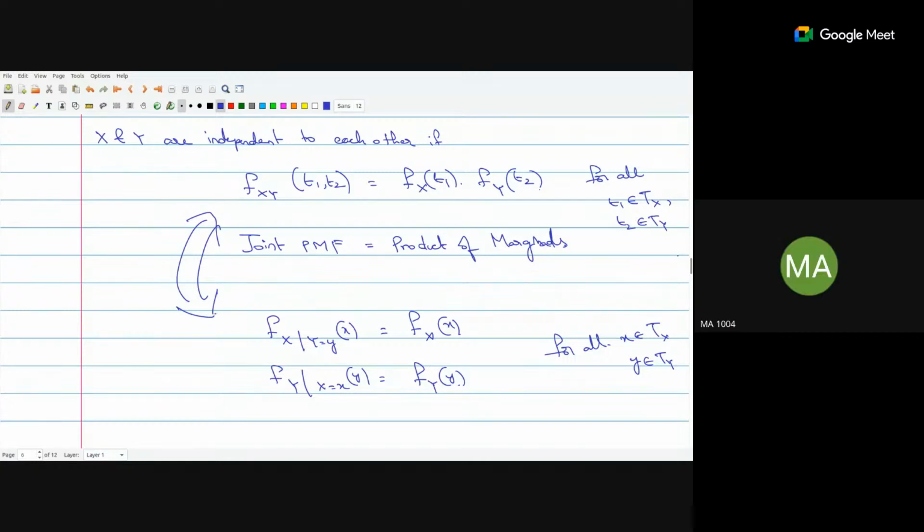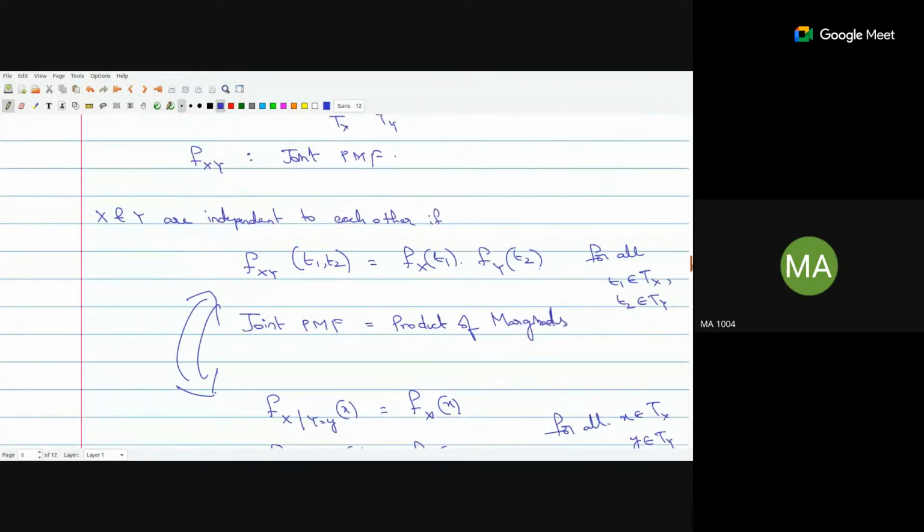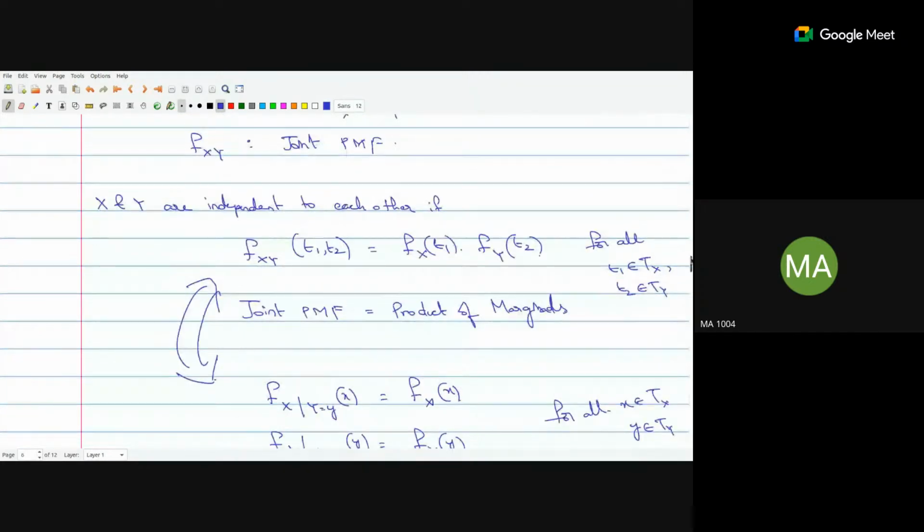So this is simply telling that the conditional PMF is equal to the marginal PMF. Whether you say conditional PMF equals marginal PMF or joint PMF is a product of marginals, both are the same. If this is true, X and Y are independent of each other. This is the formal way to define it.